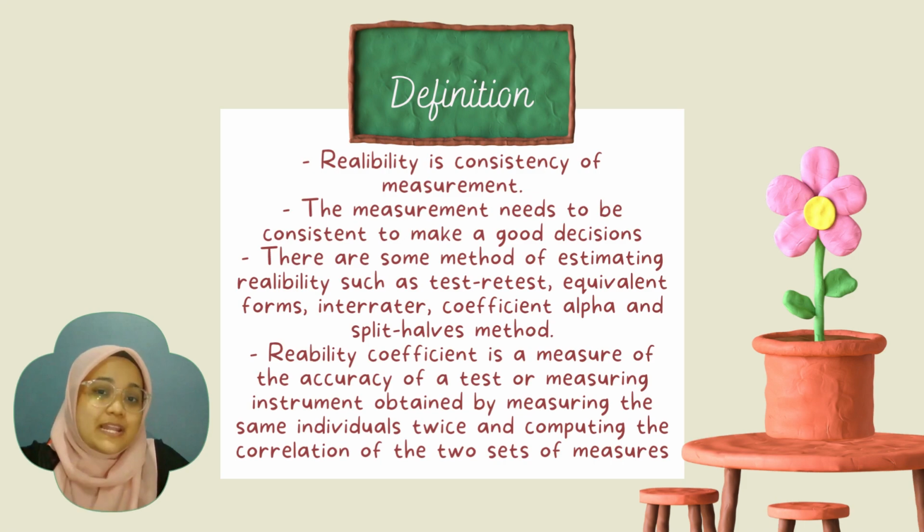So, what is reliability? Reliability is consistency of measurement. The measurement needs to be consistent to make a good decision. There are some methods of estimating reliability, such as test-retest, equivalent forms, inter-rater, coefficient alpha, and split-halves method. The term reliability in psychological research refers to the consistency of a research study or measuring test.